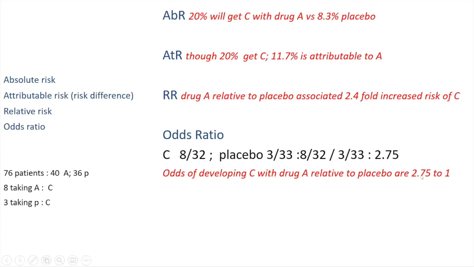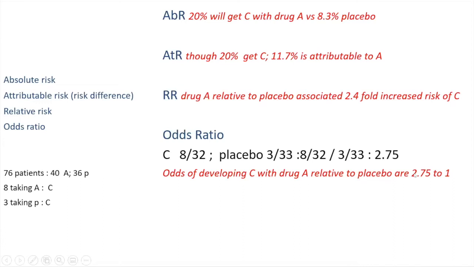Look at how these numbers and percentages change with the same data. Absolute risk will always be higher, attributable risk will be lower. The risk ratio will be slightly lower. Odds ratio will be high. Okay, and these odds ratios will always be odds to one. Okay, we're comparing to one.